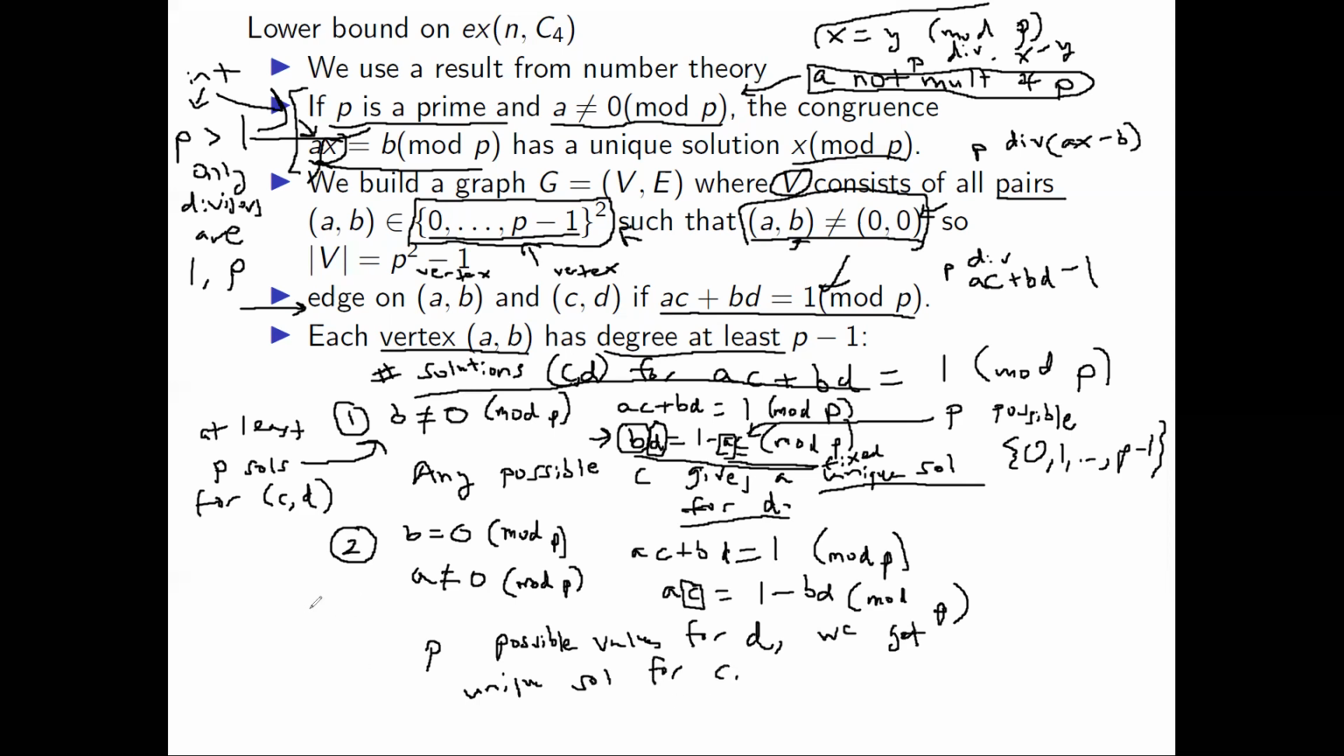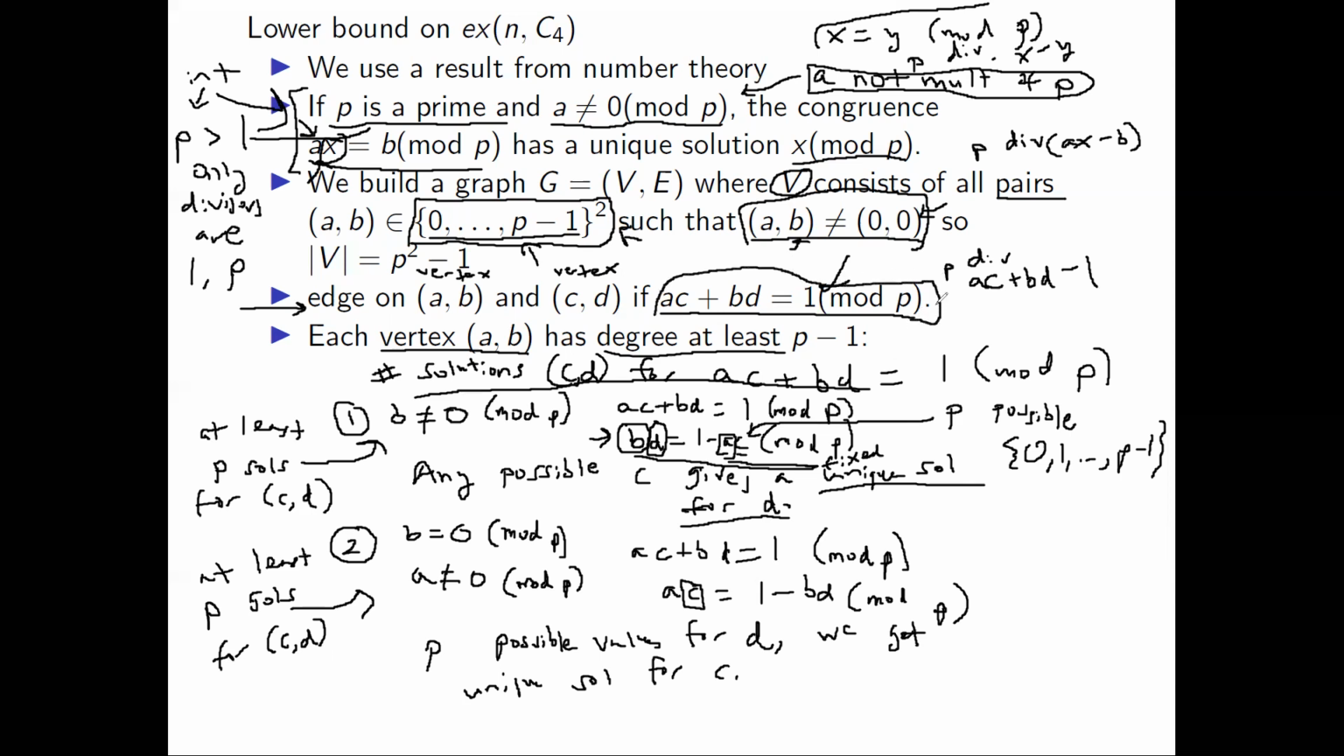So again, with case 2, we get at least P solutions for C and D. We just argued it in the opposite order. We did D and then C instead of C and then D. So for both cases, regardless of whether or not B is 0, we get at least P solutions for CD to this equation AC plus BD equals 1 mod P.